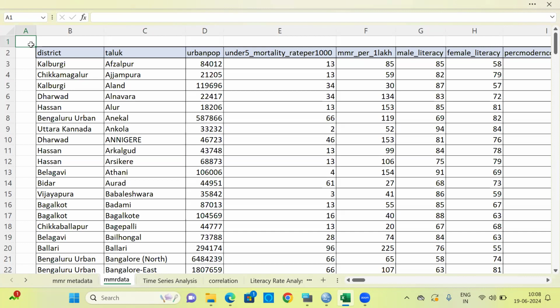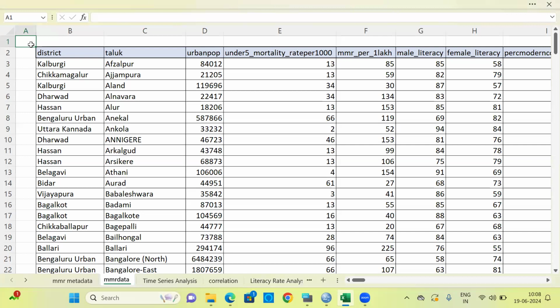Let's begin by asking 5 important questions. What is MMR or maternal mortality ratio? Number 2, what are the goals set by United Nations for maternal mortality ratio? Number 3, what is the importance of MMR in sustainable developmental goals? Number 4, what is India's current standing as far as MMR is concerned? And lastly, what are the efforts made by India to reduce MMR? Let's take this up one by one.